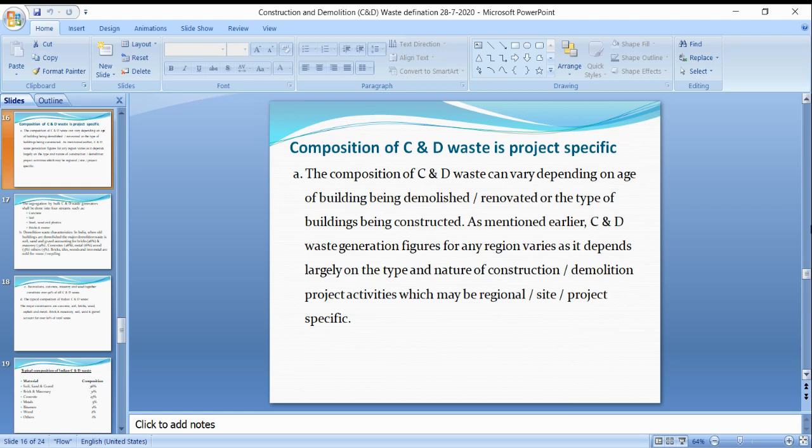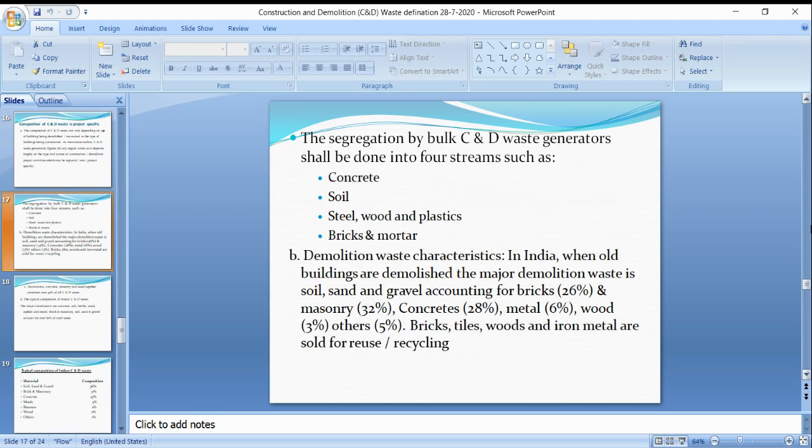Construction and demolition waste generation figures for any region vary, as they depend largely on the type of construction or demolition project activities. It might be regional or site and project specific. On a regional basis we will have different activity, and also it depends on where the site is located and how large the project is. So all of this varies.